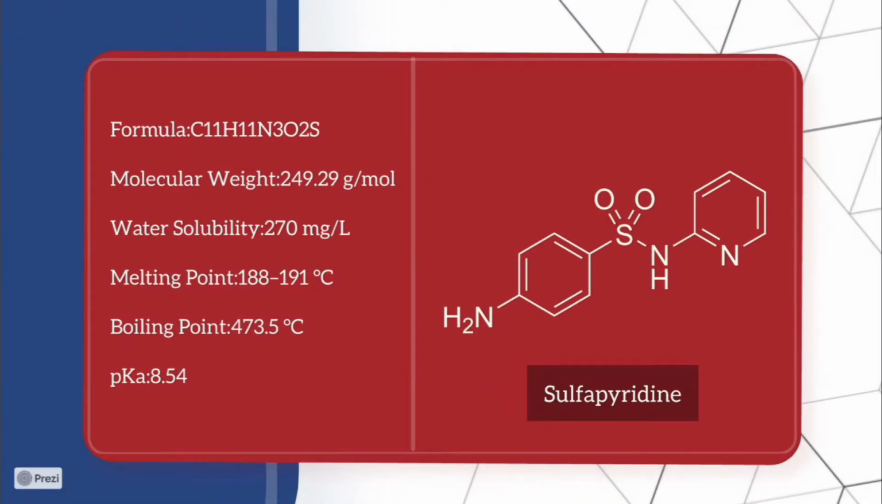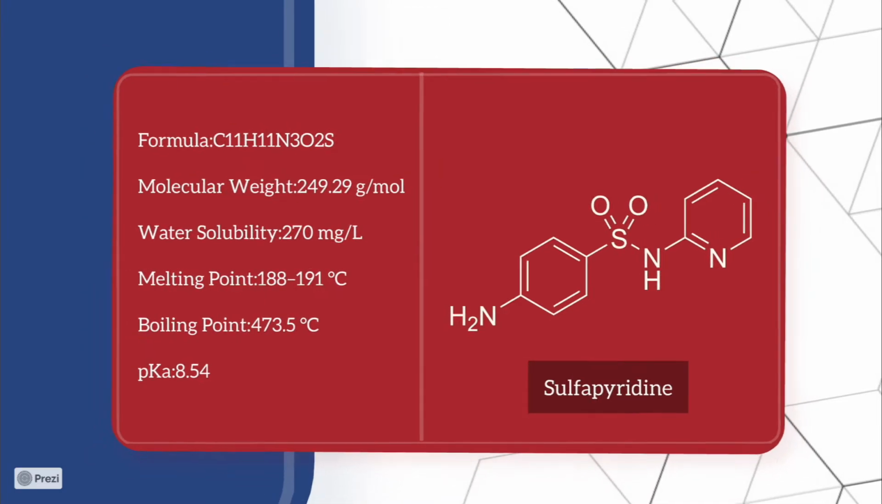And for our last example, we have the sulfapyridine. As we can see, the side moiety in this sulfonamide is the pyridine. This side moiety lowers the water solubility for sulfapyridine to 270 mg per liter. But we can see that the melting point is higher than the other two sulfonamides that we mentioned, as the melting point for sulfapyridine ranges from 188 to 191 Celsius. Also, the pKa for sulfapyridine is 8.54. That is a value in between the sulfanilamide and the sulfadimidine.